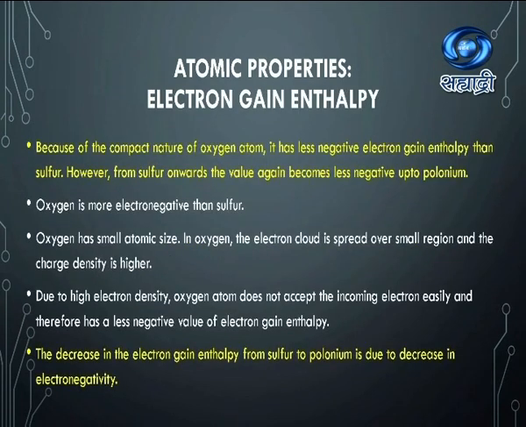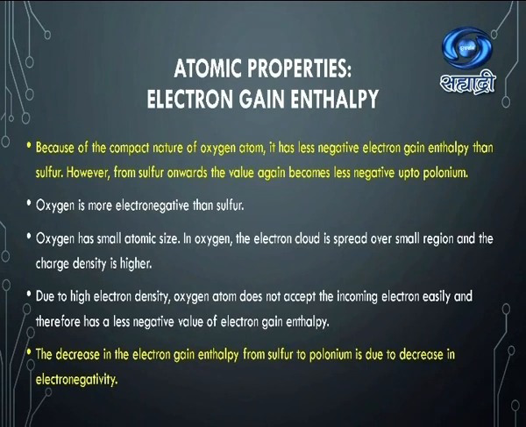Now, electron gain enthalpy as the next property. Because of the compact nature of oxygen, it has a less negative electron gain enthalpy than sulfur. However, from sulfur onwards, the value again becomes less negative up to polonium. Now, why is this so? Because oxygen is more electronegative than sulfur. Oxygen has the smallest atomic size in the group.